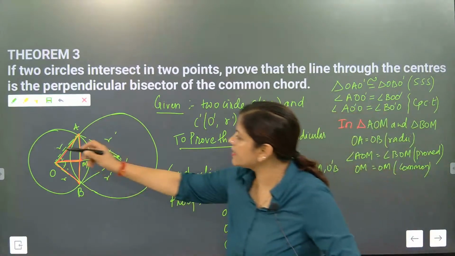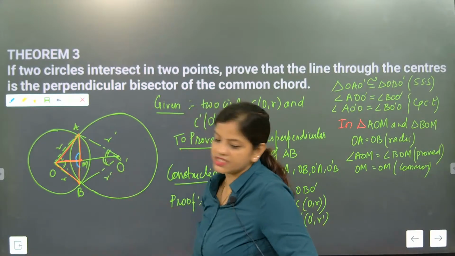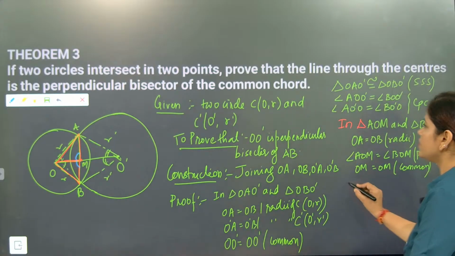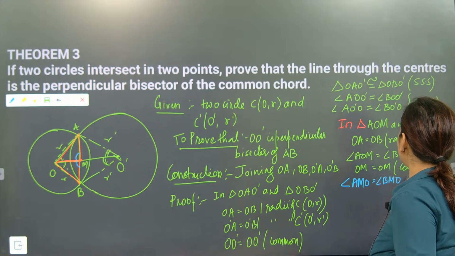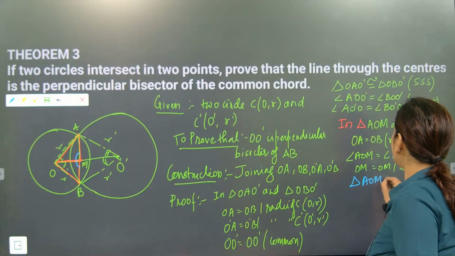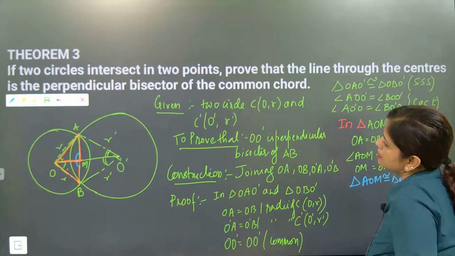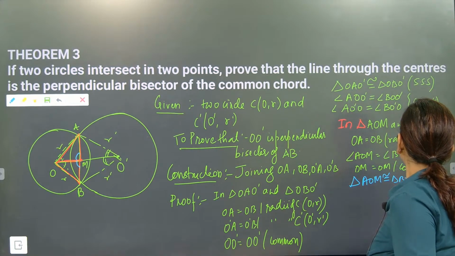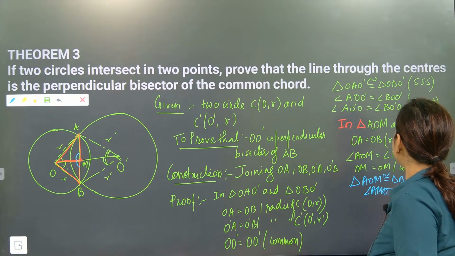That means what our target was, we are going to show that this angle is equal to this angle by CPCT. So we are going to write angle AMO is equal to angle BMO by CPCT. These two triangles are congruent, right? Triangle AOM is congruent to triangle BOM by side angle side, and then by CPCT we will say angle AMO is equal to angle BMO.